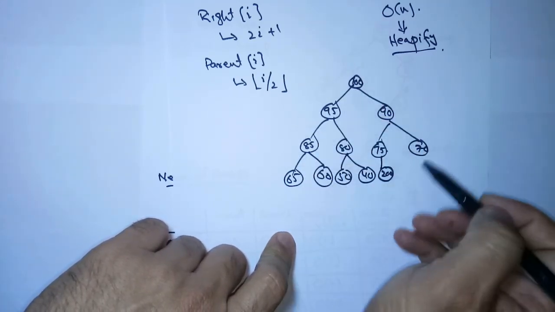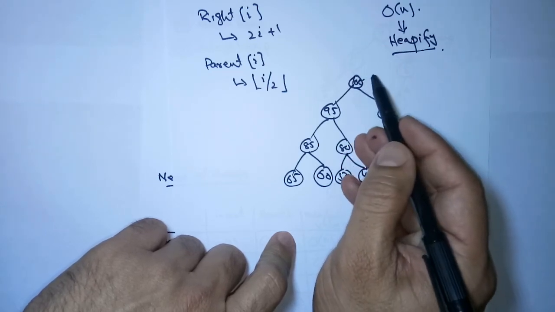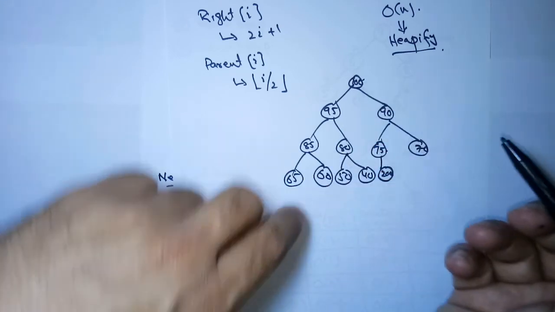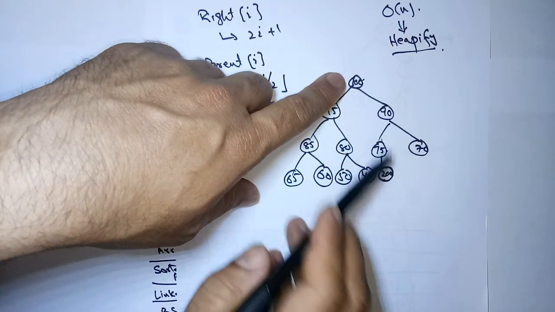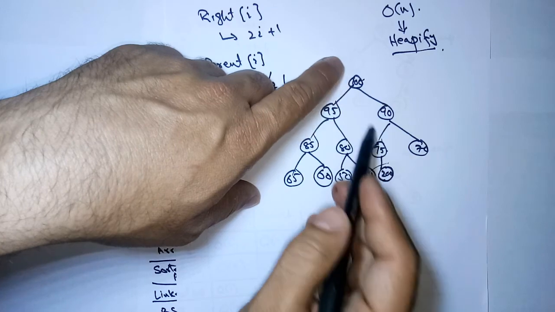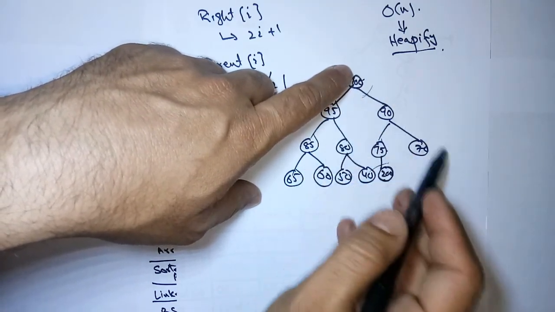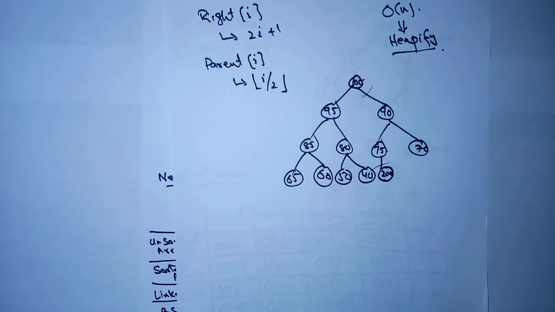So in a max heap, you can always delete the maximum value. So the max node will be deleted. In a min heap, the root node will be deleted, the minimum node. How do we delete it? We swap this node with the last node, and then we delete this node. This will definitely violate the property of the heap, and then we fix this using heapify again, right? So this is all about this lecture.